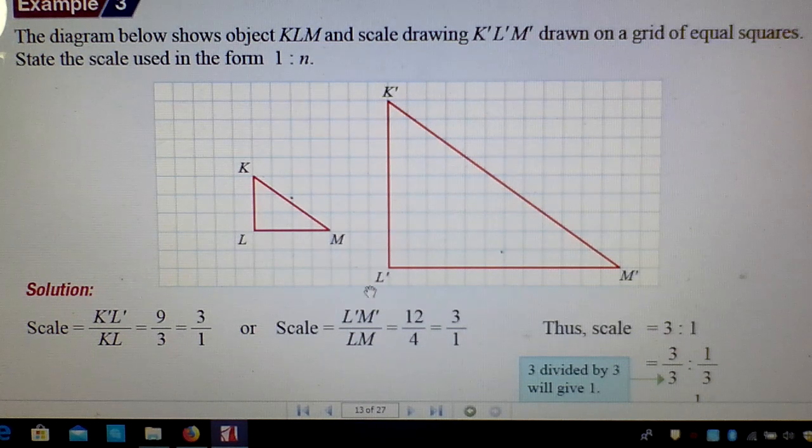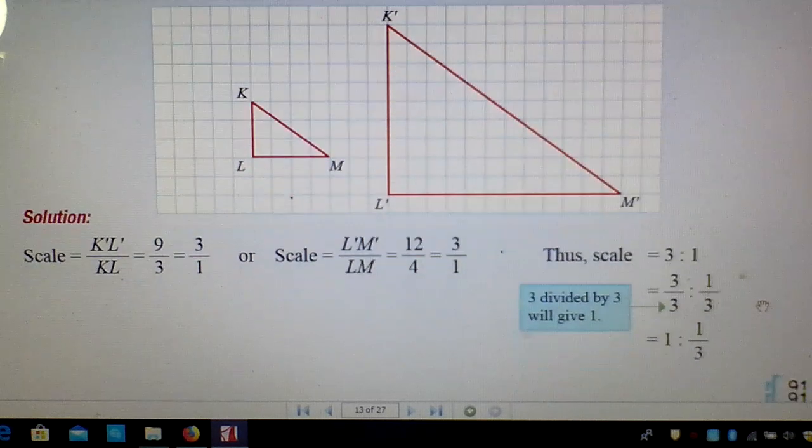Or you can use another side, like LM. Same thing: L prime, M prime divided by LM. So we get 12 divided by 4, also 3 to 1. Thus the scale we get is 3 to 1. But remember, we always write in the form 1 to n. So here we want to change the 3, so we divide both sides by 3.